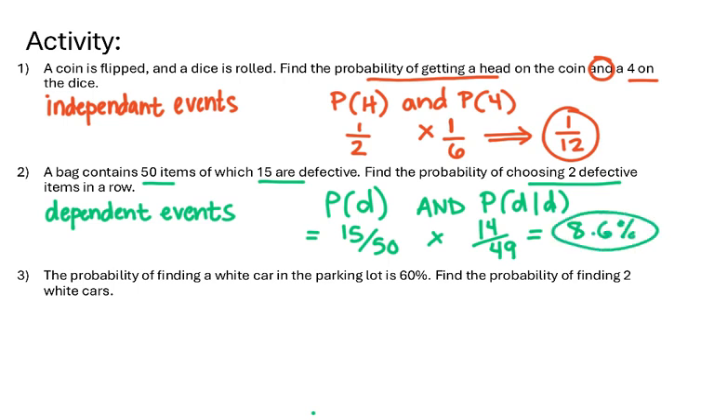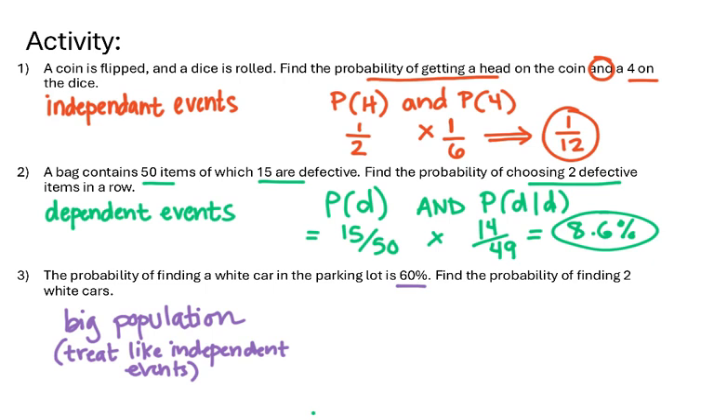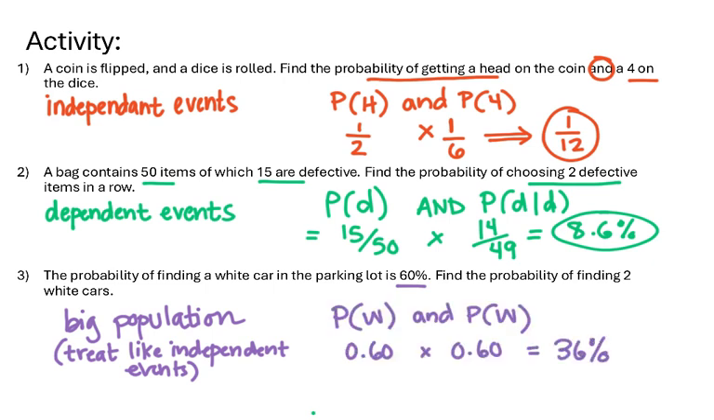Now it's asking, the probability of finding a white car in the parking lot is 60%. Find the probability of picking 2 white cars. Now this is a really big population. It doesn't tell us how many white cars there are total. In that case, you treat it like an independent event, in which case it would be a probability of 36%.